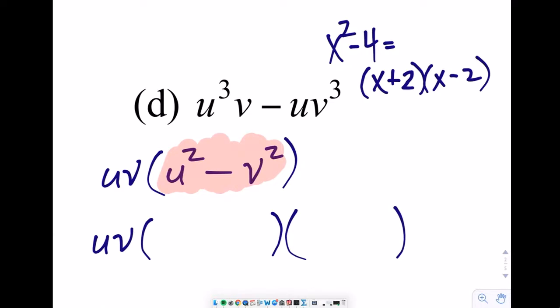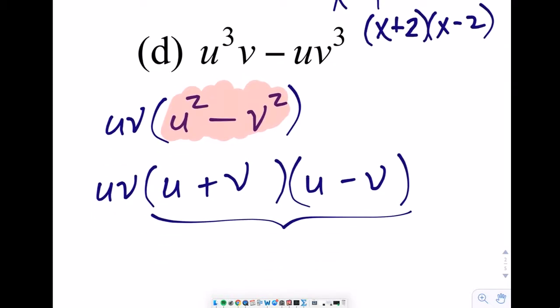So this is very similar, right? It's going to be the square root of each of them, the magnitudes, one's plus, one's minus. So this should be u plus v and u minus v. And these are called, what do you get? You remember? Conjugates. Very good. I've heard that term before. These are called conjugates of each other.